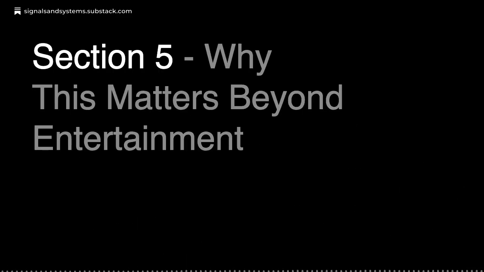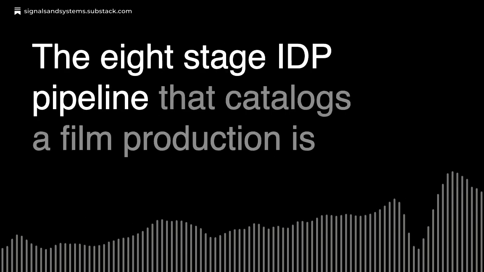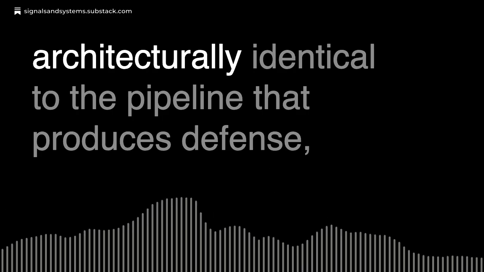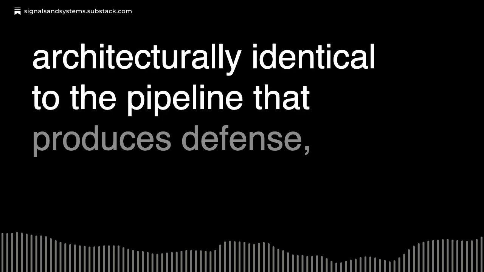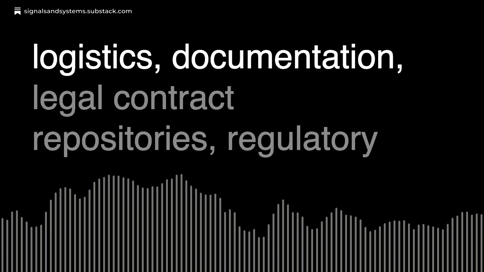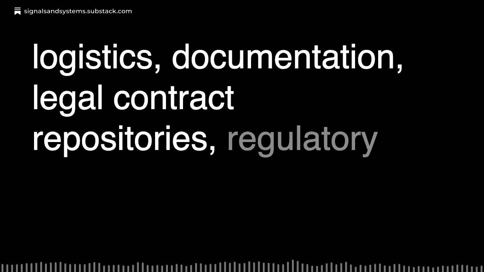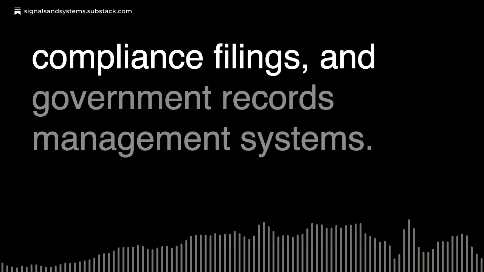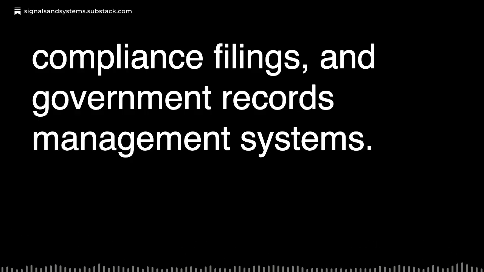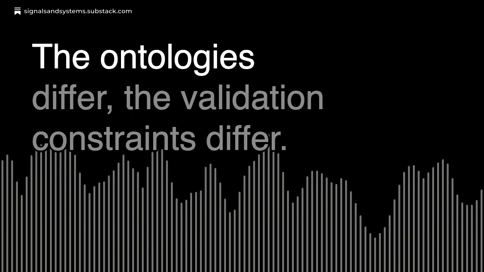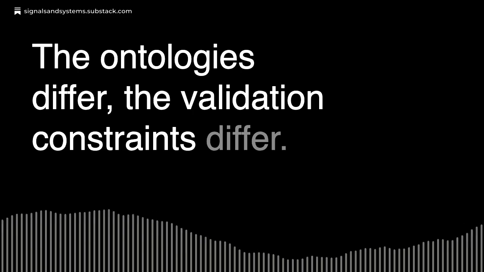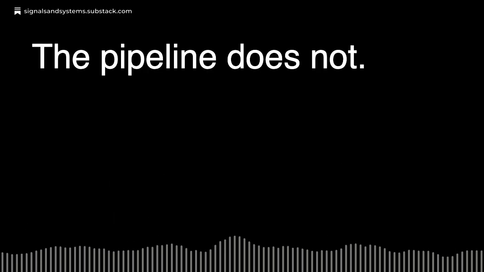Section 5. Why this matters beyond entertainment. The 8-stage IDP pipeline that catalogs a film production is architecturally identical to the pipeline that produces defense logistics documentation, legal contract repositories, regulatory compliance filings, and government records management systems. The recognition models differ. The ontologies differ. The validation constraints differ. The pipeline does not.